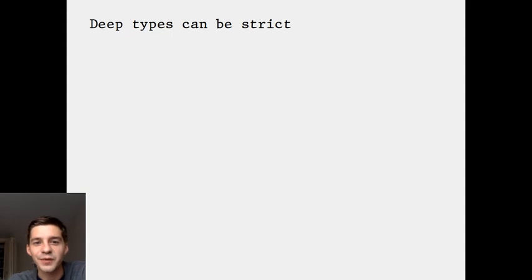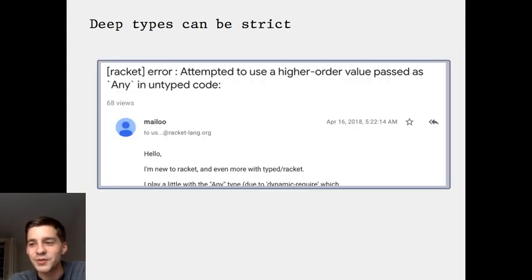On to the second benefit, deep types can be picky, and this can lead to some confusing behaviors. So sometimes you see questions like this on the mailing list. Help, I have a program that I thought should work, but I try to run it and Typed Racket gives me this error. Yeah, so what's going on?